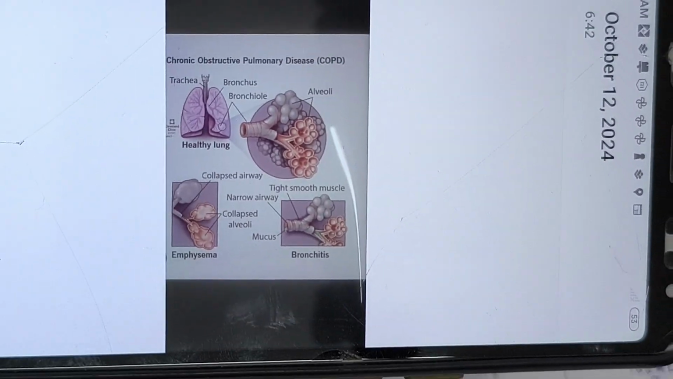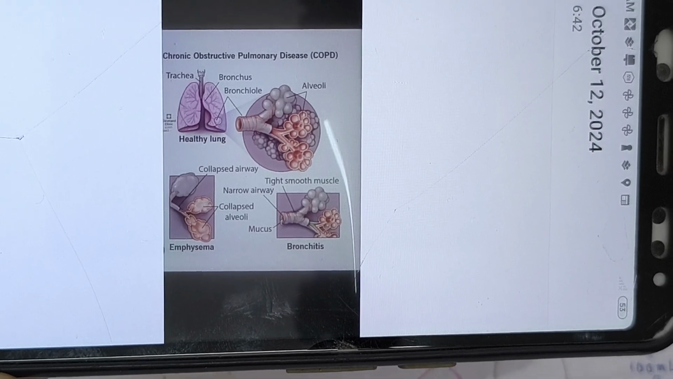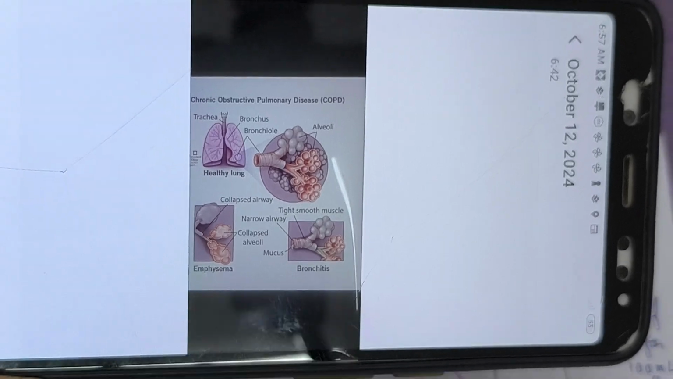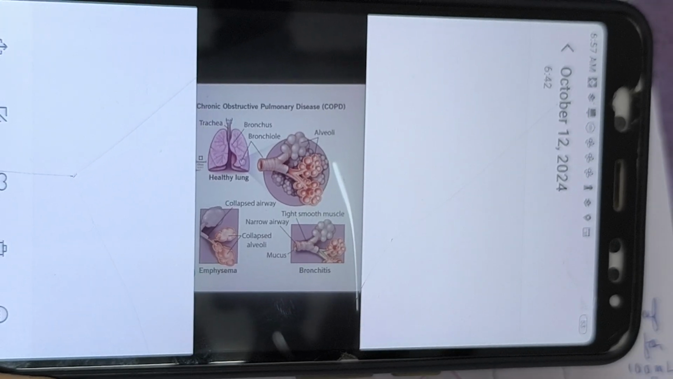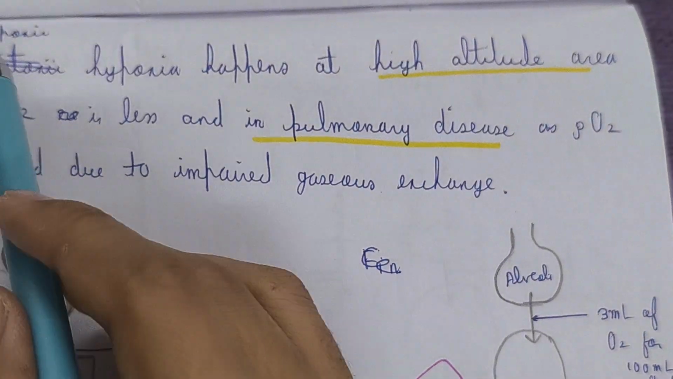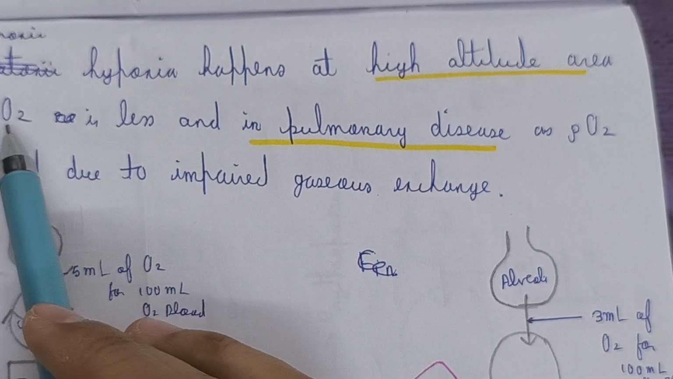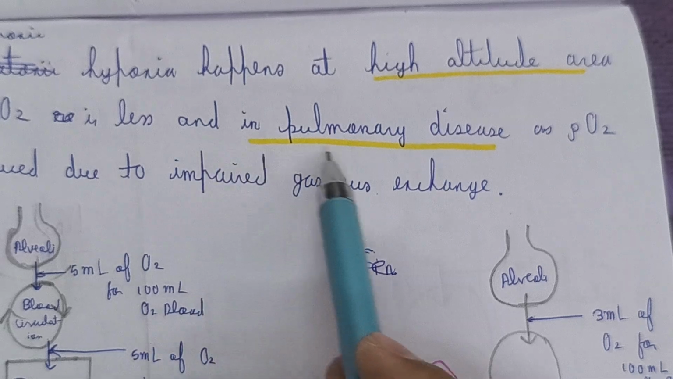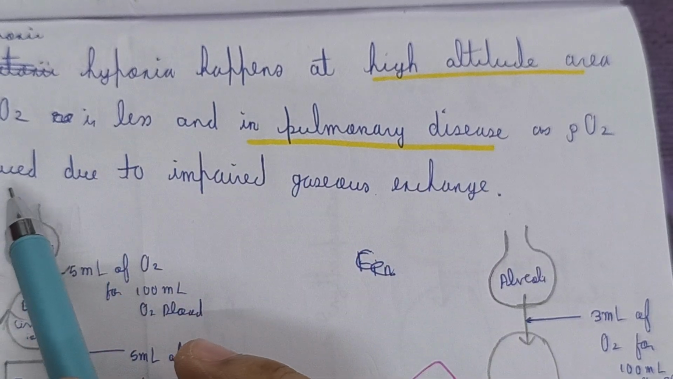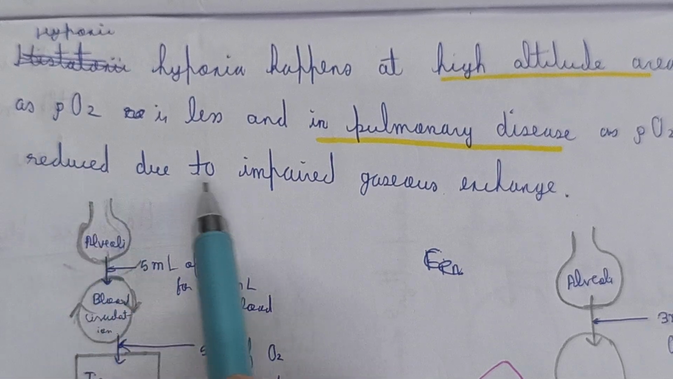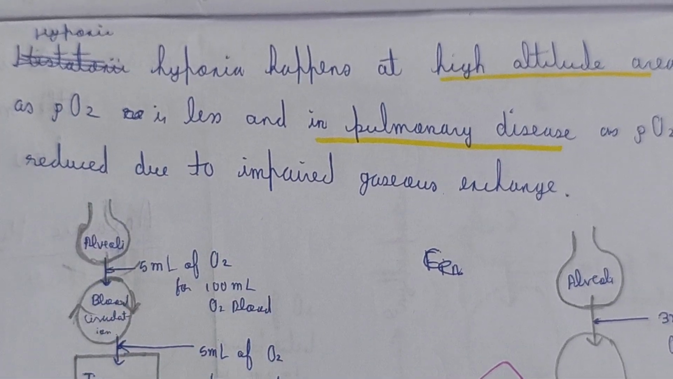Similarly, in the case of pulmonary disease, the supply of oxygen from the alveoli to the blood is also reduced. So hypoxic hypoxia happens at high altitude as partial pressure of oxygen is less, and in pulmonary disease as partial pressure of oxygen is reduced due to impaired gaseous exchange.